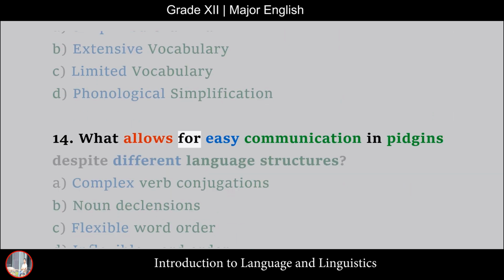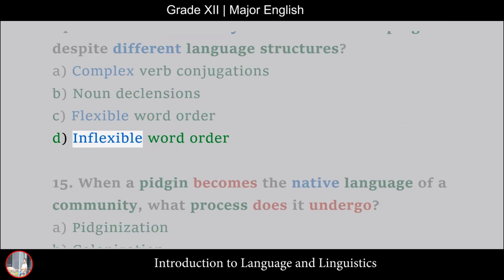14. What allows for easy communication in pidgins despite different language structures? A. Complex verb conjugations. B. Noun declensions. C. Flexible word order. D. Inflexible word order.